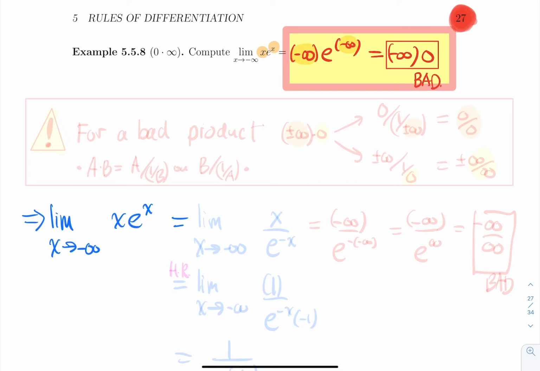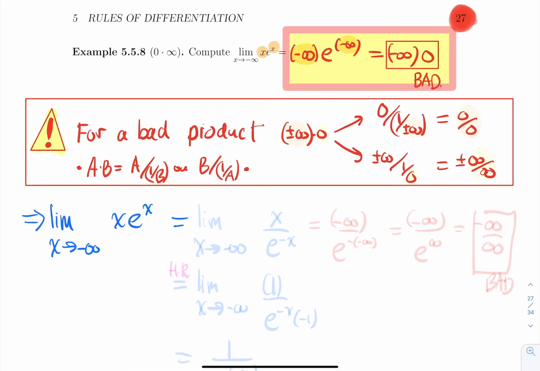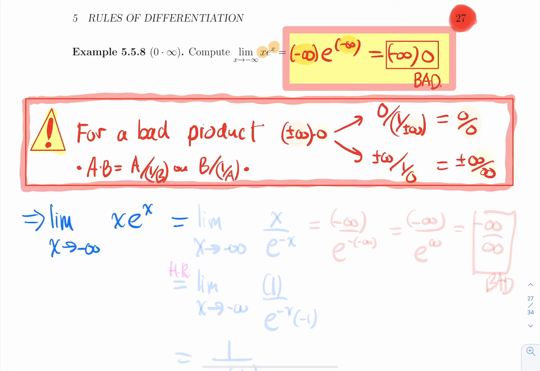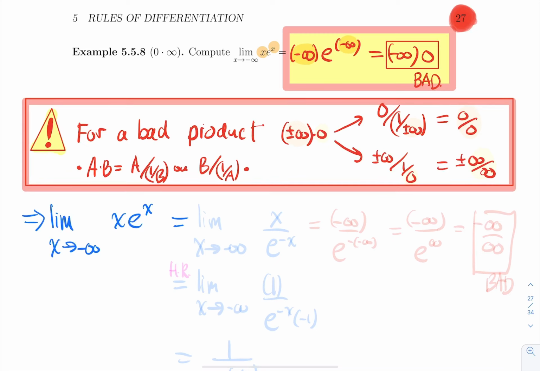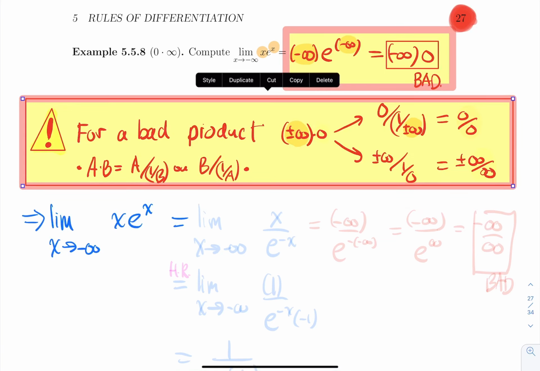So what do you do when you have a bad product? Well, this is what you do. Boom. For a bad product, if you have infinity times 0, you need to choose one of the two terms. Either you take your plus or minus infinity and you flip it down, bringing it down as 1 over infinity. And then what you'll get is 0 over 1 over plus or minus infinity, which is 0 over 0. And that's a bad quotient.